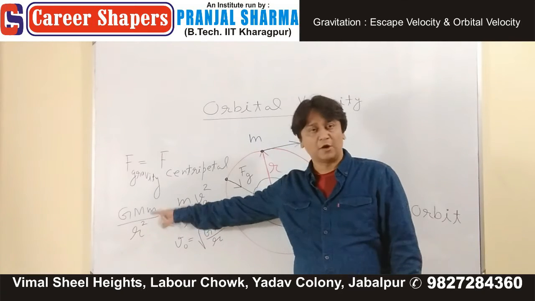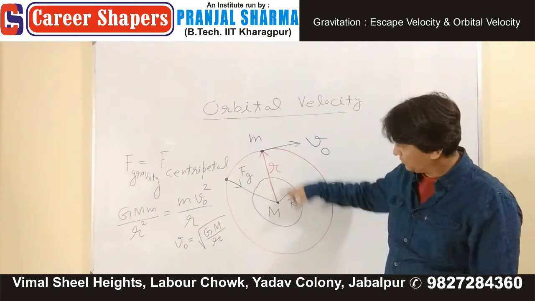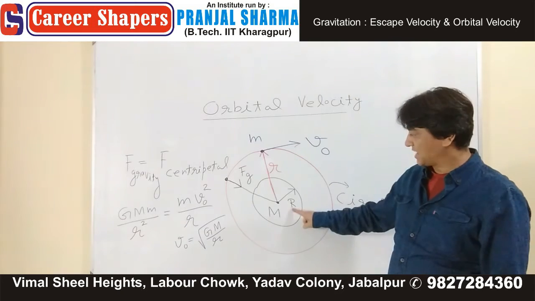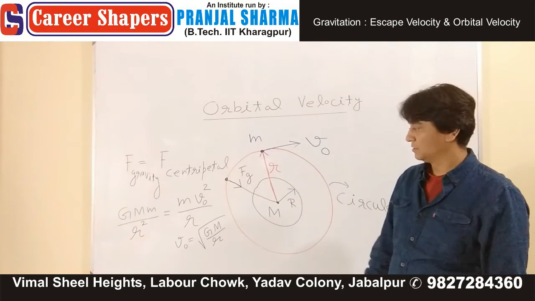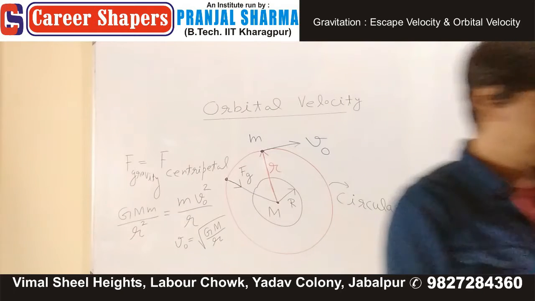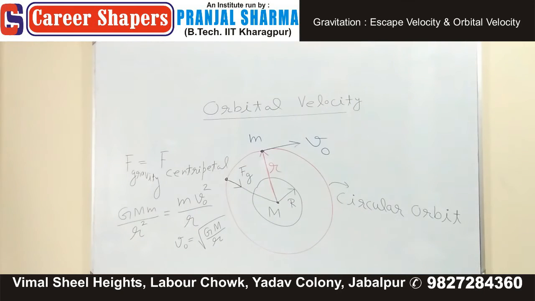So I hope you will remember this. GMm by r square, not any R. This distance is small r. What is capital R? Radius of the Earth. I'll note down this. Only 2 answered correctly. And I hope all others who used capital R and those who didn't answer anything, I hope they understand each and everything.